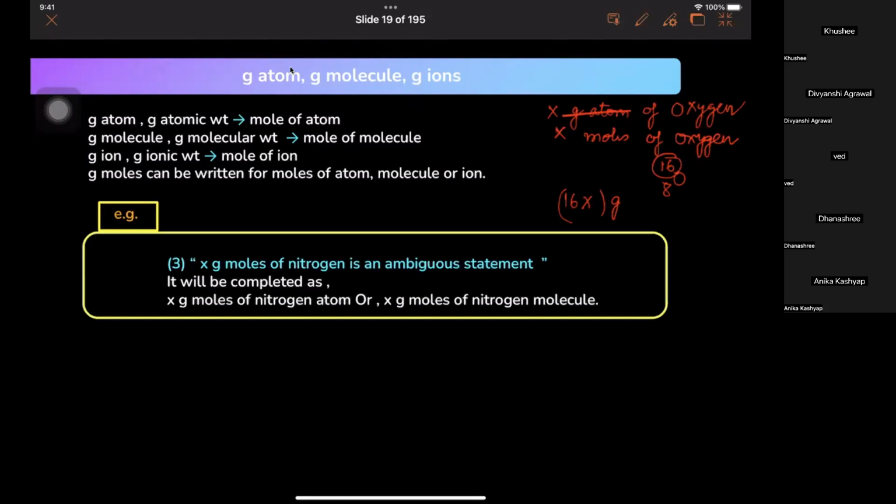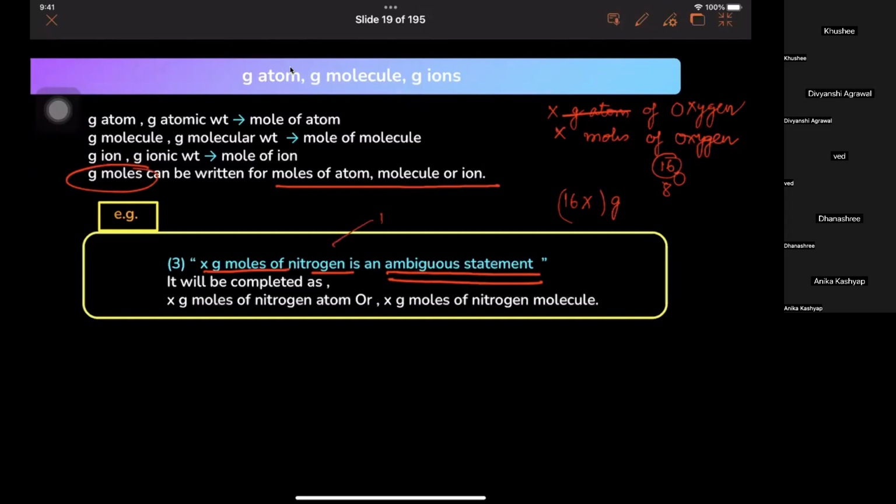Fine. The last statement for today's class is gram moles. Gram moles can be written for moles of atom, molecule, and ion. All three can be used. So if somebody gives you gram moles of nitrogen, can I say it's an ambiguous statement? Ambiguous statement उनको बोलते हैं इनके दो मीनिंग निकल रहे हैं, right? मतलब कुछ समझ में नहीं आ रहा क्या सही क्या गलत है. X gram moles of nitrogen.